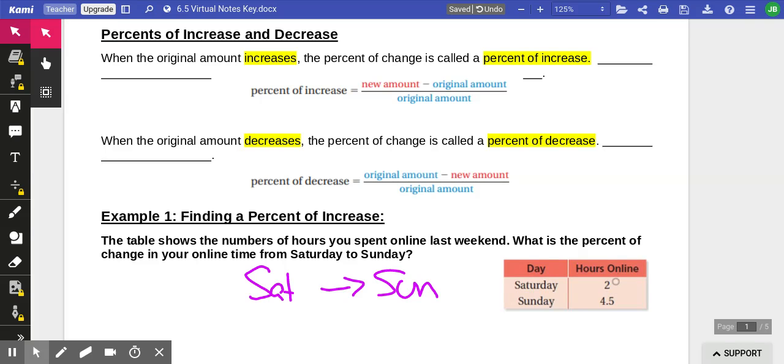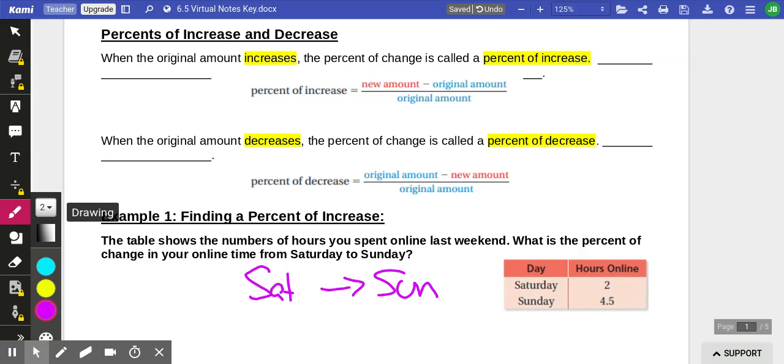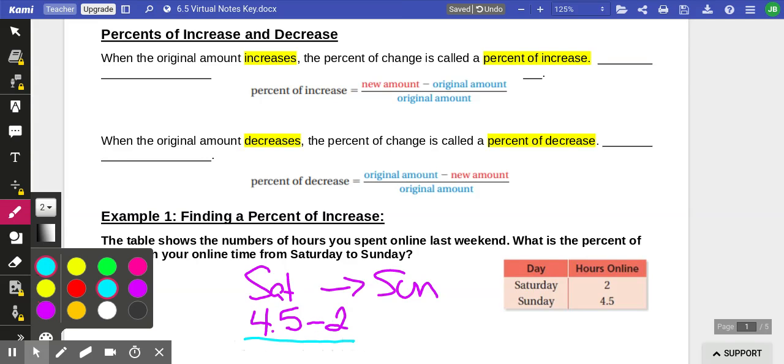So let's look up here. I know to go from 2 to 4.5, I'm increasing. So I'm looking at a percent increase, which means I have to take my new amount minus the original amount. So I am going to do 4.5 minus 2, and I am going to divide by that original amount. So the original amount, the first day that I started with was Saturday, so I'm going to use that amount. So I'm going to divide by 2. So I have 4.5 minus 2 divided by 2. So 4.5 minus 2 is 2.5, and I'm dividing by 2.